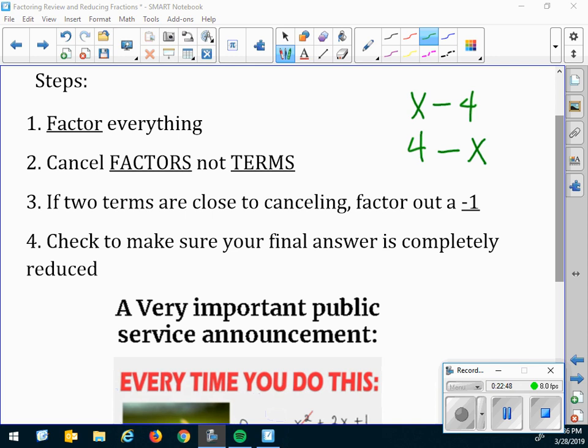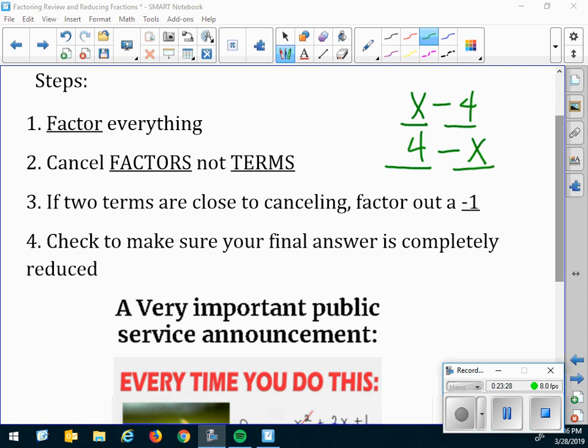Take a look at these two expressions right here, x minus 4 and 4 minus x. They're so close. What's different about them? Now, look at the x here. Is that x positive or negative? Is this x positive or negative? So the x's are opposites. Is this 4 positive or negative? Is this 4 positive or negative? The x's have opposite signs and the 4's have opposite signs. We say those are different by -1. I'm going to show you what I mean.